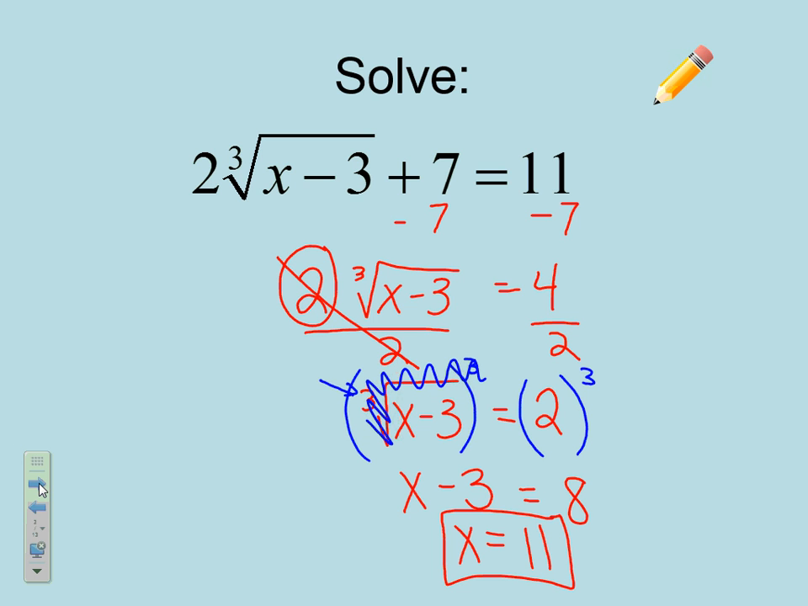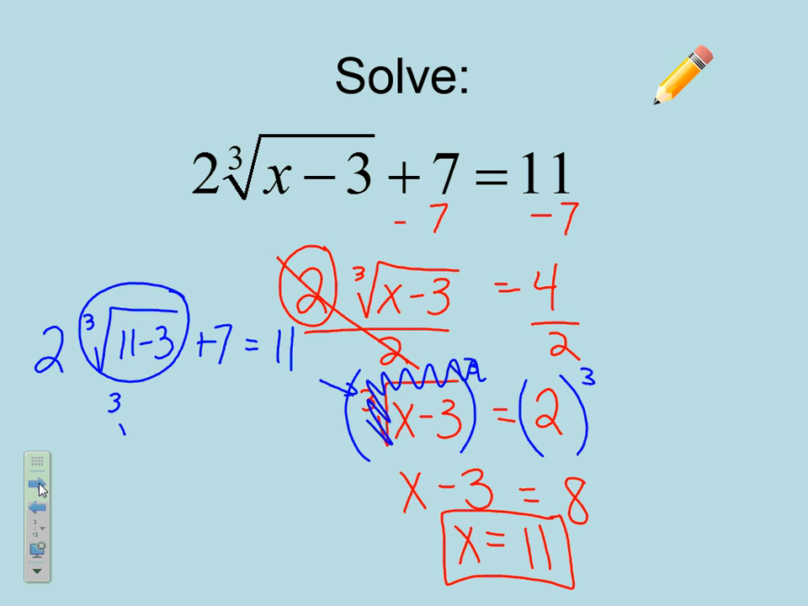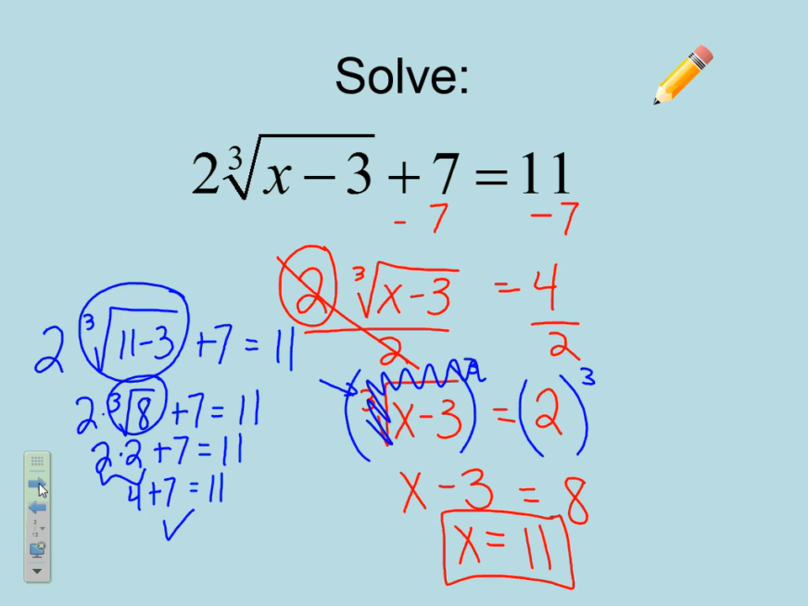And we could check our work by plugging it back into the original equation. 2 cube roots of 11 minus 3, plus 7 has to equal 11. So if I start on the inside right here, the cube root of 11 minus 3 is 8. So I have 2 cube roots of 8 plus 7 has to make 11. The cube root of 8 is 2, so this is 2 times 2 plus 7 has to make 11. 2 times 2 is 4, plus 7 has to make 11, and that checks out. 4 plus 7 does make 11, so my solution is good. I can always check to make sure that my solution works in the original problem. That way I'm sure that I solved it correctly.